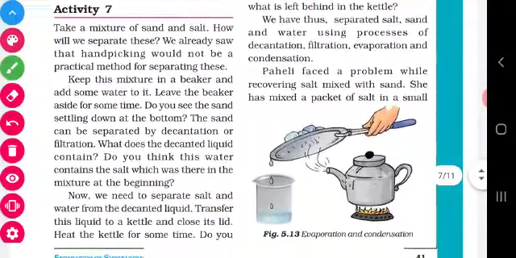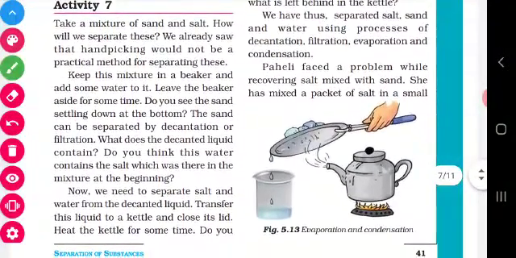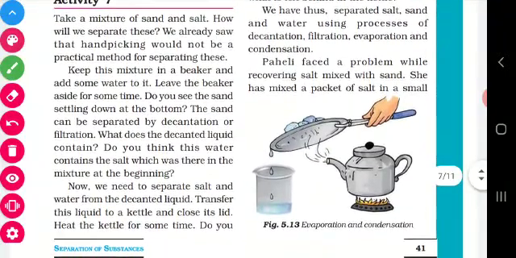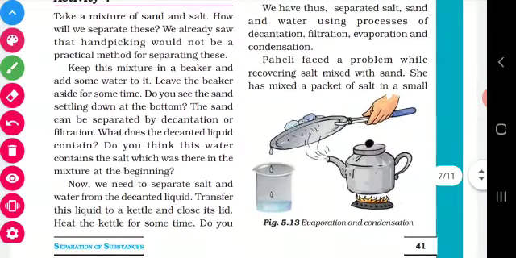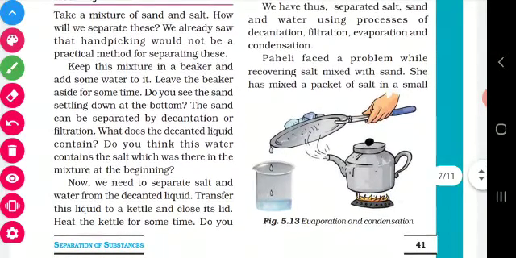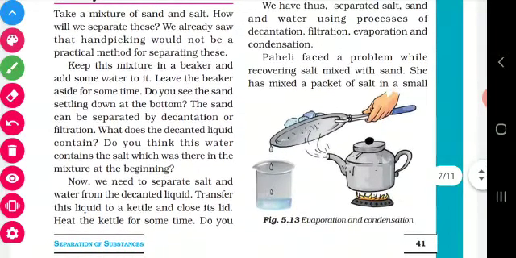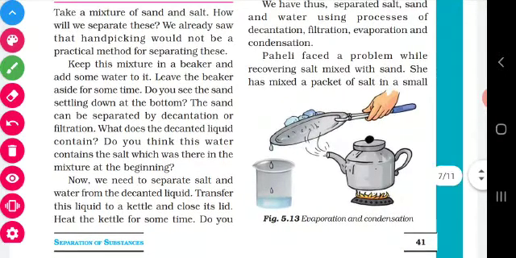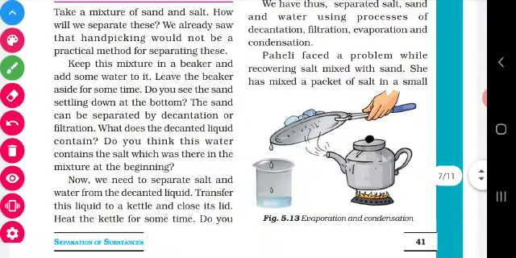You make that mixture stand for some time. So first you are using the sedimentation technique. What happens in sedimentation? The sand comes and is deposited at the bottom. The liquid, that is the solution, contains both salt and water.